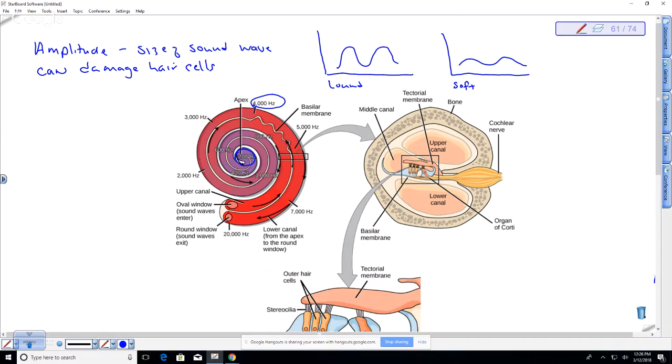Okay. I have a question. Yep. So a frequency that you can't hear can have an amplitude loud enough that can damage your hearing even though you can't hear it. No, because these hair cells will only bend at a specific frequency. So you don't have hair cells that bend at a really high frequency that you can't hear.